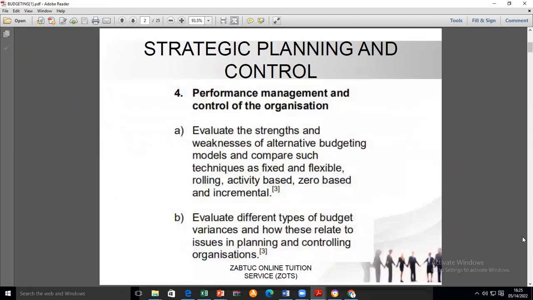So that is the area of the syllabus that we are looking at there. Evaluate the strengths and weaknesses of alternative budgeting systems, and also evaluate different types of budget variances.